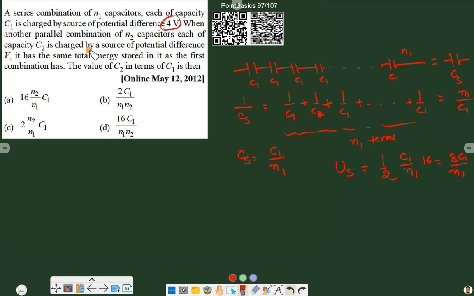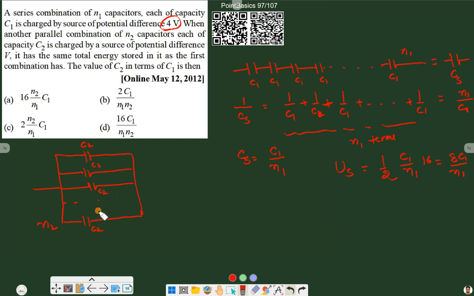Now going to the second scenario, when we have another parallel combination of N2 capacitors. So we have N2 capacitors in parallel. Suppose this is first, this is second, third, and up to the N2th capacitor, and the capacity of each capacitor is C2.